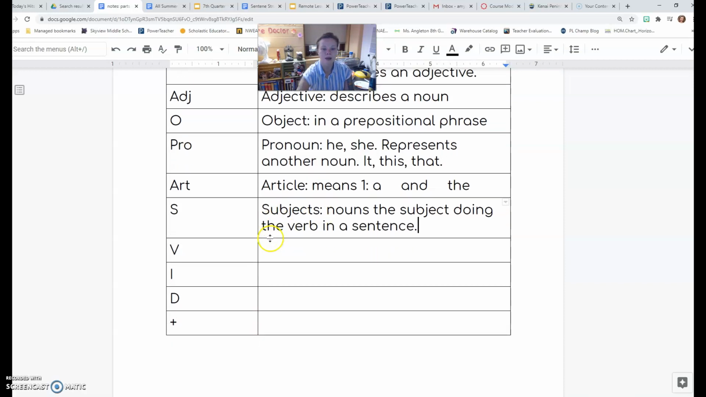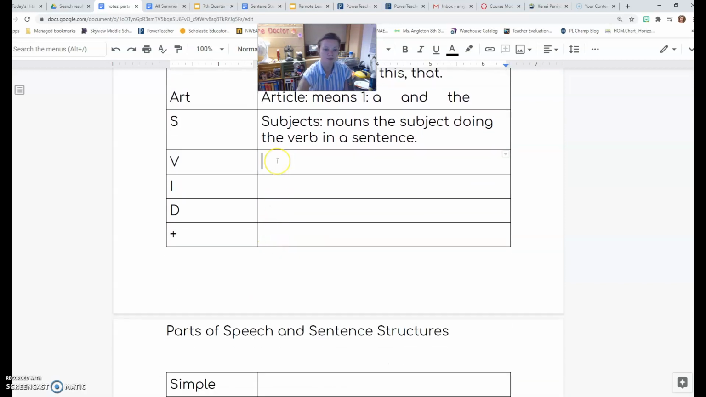Okay. V is verb. I know that I'm going through these, but you can pause and just write down at any time. You can also slow down the video. So verb is an action.